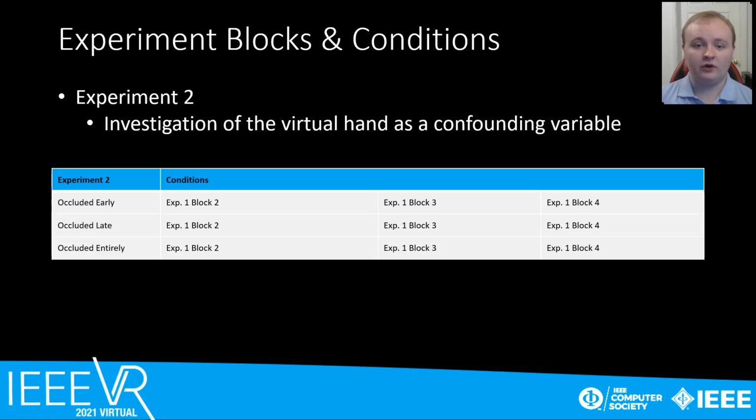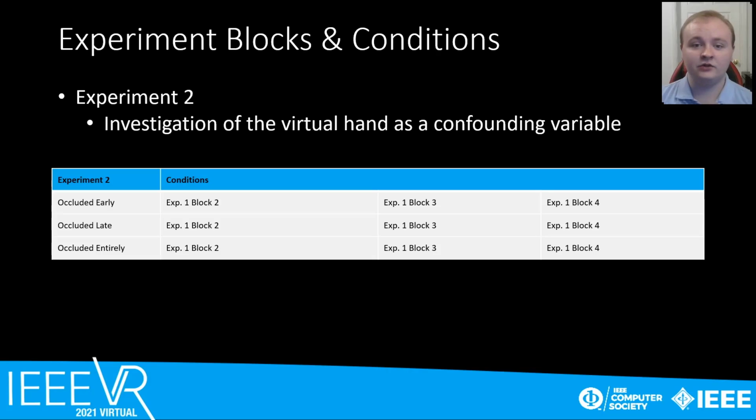When we finished Experiment 1, we wondered if the participants seeing their virtual hand could be impacting their performance, so we designed Experiment 2. Experiment 2 is a repeat of Experiment 1 blocks 2, 3, and 4, the reach to grasp tasks in particular. It adds in an additional condition for the occlusion of vision of the hand. So there is occluded early, occluded late, and occluded entirely.